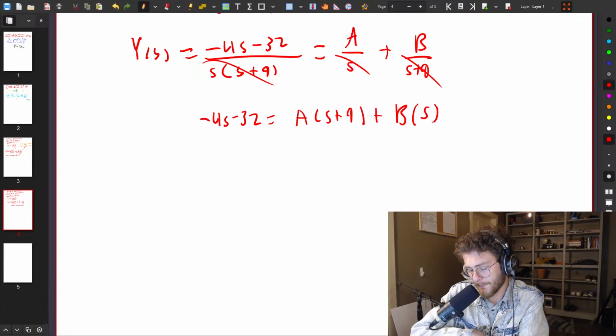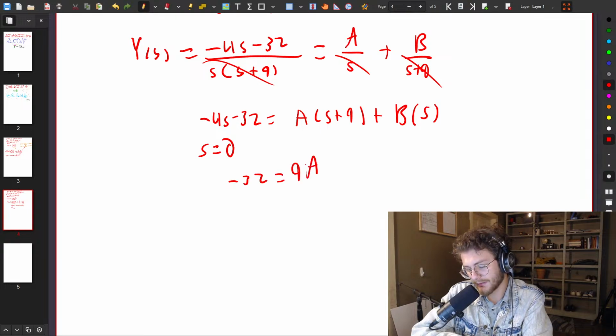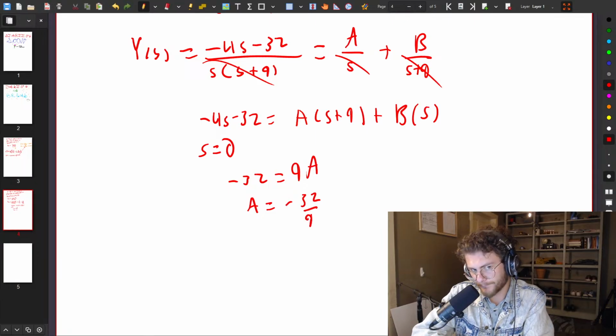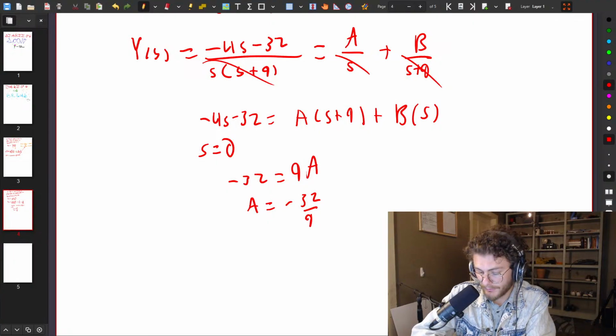Simply one BS. Setting B s equal to 0, we're going to get rid of that 4s. Negative 32 equals 9A. A equals negative 32 over 9, which I'm not sure is reducible, although it would be nice if it was. It really would be. But such is life. Sometimes you can't simplify things, and complication is simply natural.